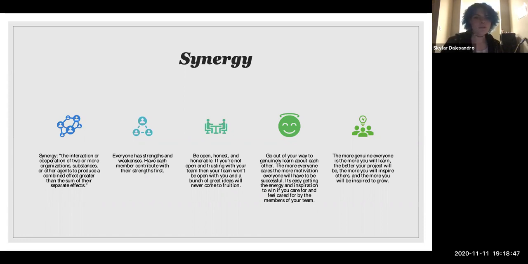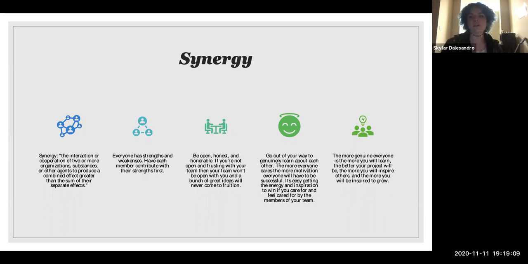If you're not open to and trusting with your team, then your team won't be open and trusting with you. And a bunch of great ideas will never come to fruition because they're not going to be said. If you think you're going to be made fun of, you're not going to bring it up and ideas will die. Go out of your way to genuinely learn about each other. The more everyone cares, the more motivation everyone will have to be successful.